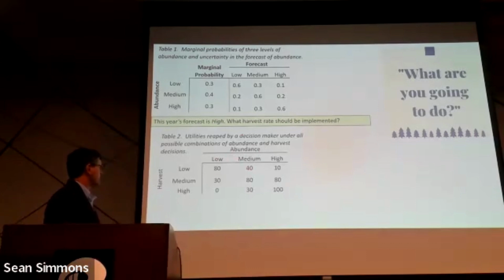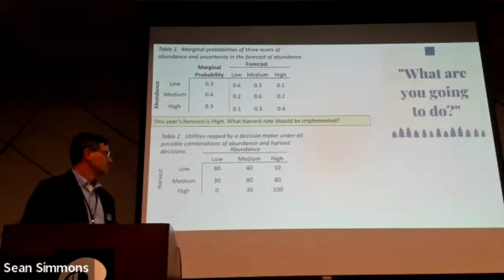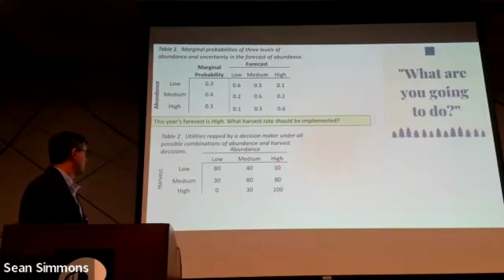And so I'll pull out a few other points in here. So if the abundance is actually high and we implement a high harvest, we're going to get a lot of utility out of that situation. But look at the flip side. If the abundance is actually low and we implement a high harvest, we're getting no utility out of that. That's bad. Similarly, if the abundance is actually high and we implement a low harvest, we get very low utility out of that, right? But it's not the same.